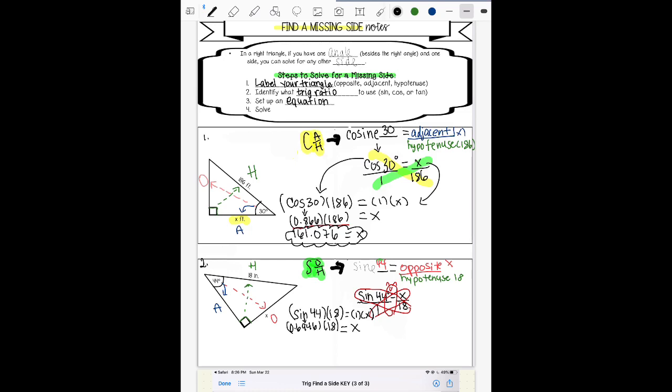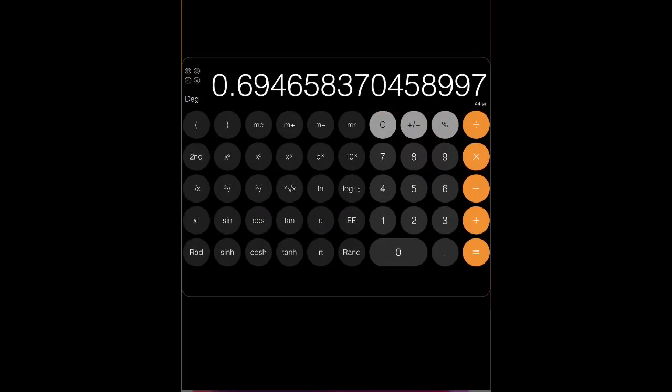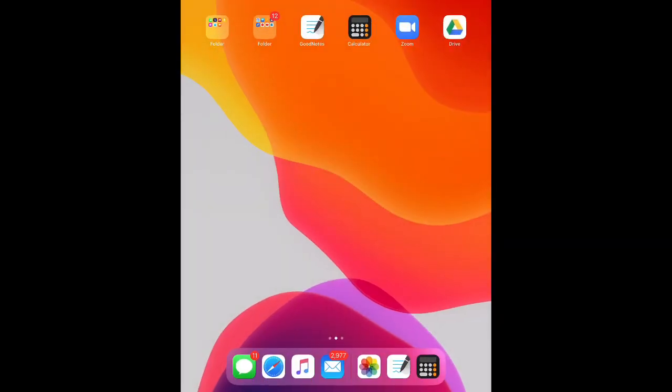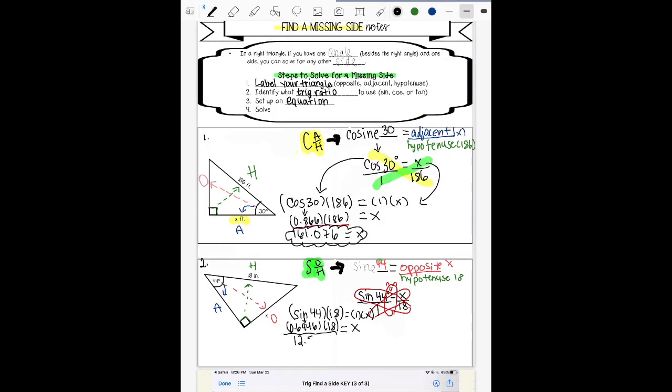Use your calculator, preferably the one on your phone, and just multiply these two numbers now. 0.6946 times 18, and that gives me the answer of 12.5028, and that's x. You can just leave your answer like this. You can also put 12.502, 12.5. It's all the same thing as long as you get something like this answer.